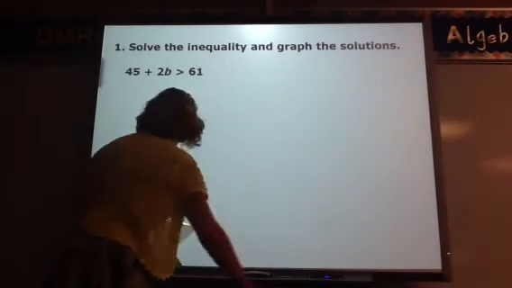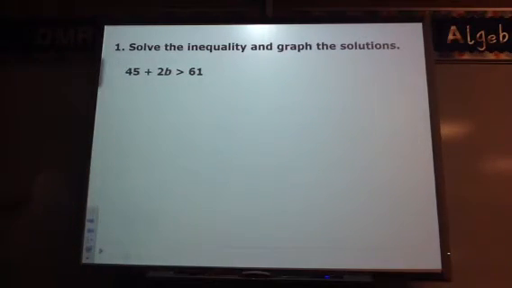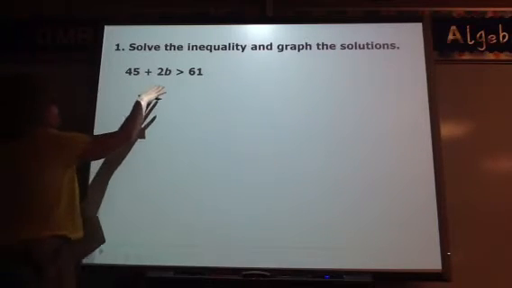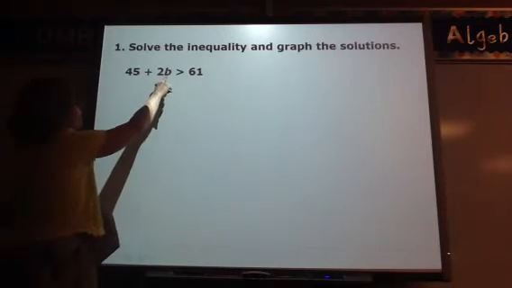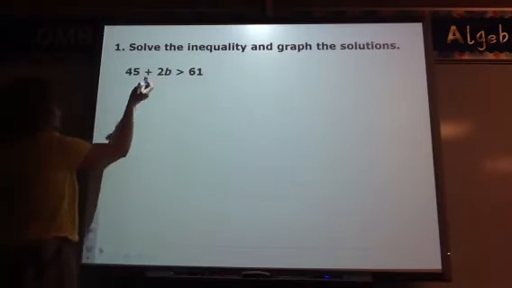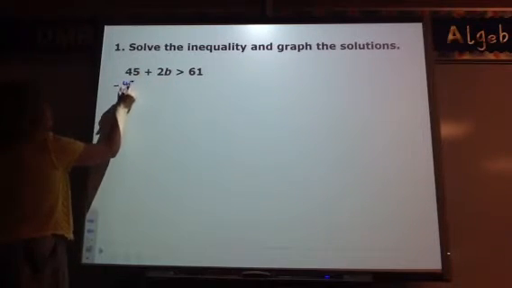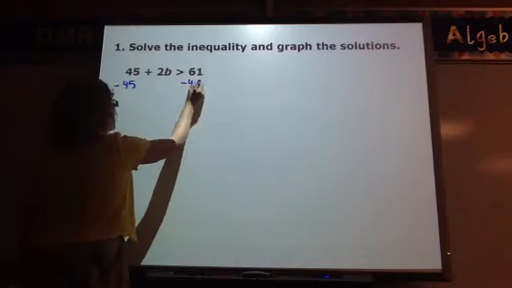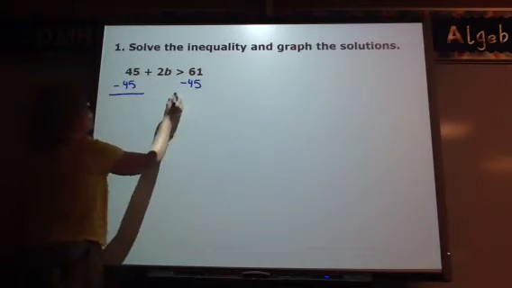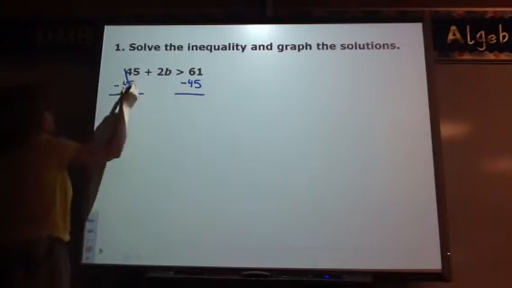Okay, so solve the inequality and graph the solution. We're going to solve this like we would a two-step equation. We want to isolate the variable. So in order to do that, the inverse of a positive 45 is subtract. So what you do to one side of the inequality, you want to do to the other to keep it balanced.